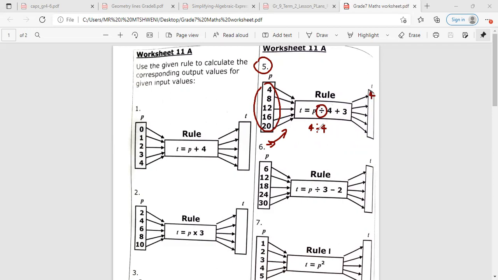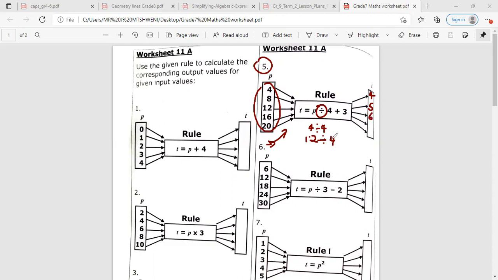8 divided by 4. 4 goes how many times into 8? It goes twice, which means it's 2. 8 divided by 4, you get a 2. Then 2 plus 3, you get 5. 12 divided by 4 is 3, which means 4 goes 3 times into 12. Then 3 plus 3, you get 6.